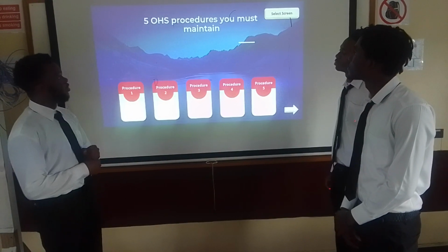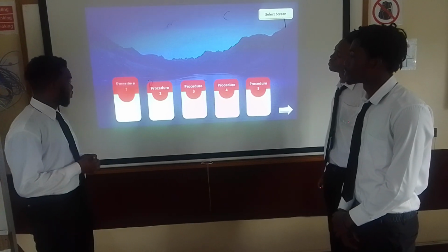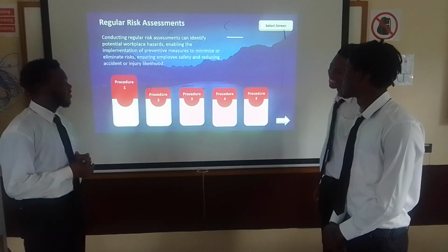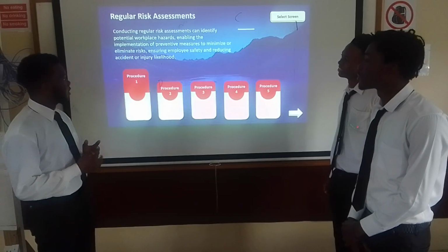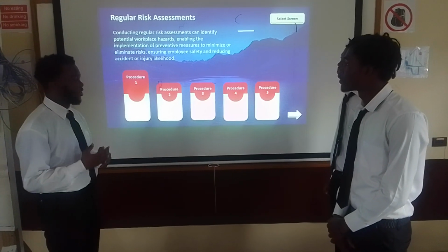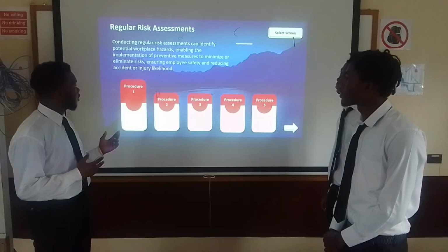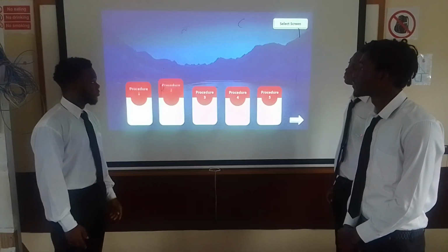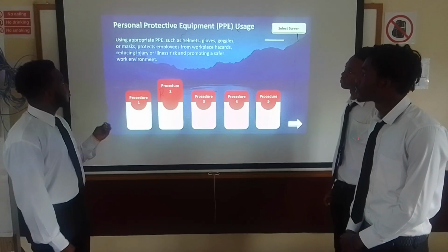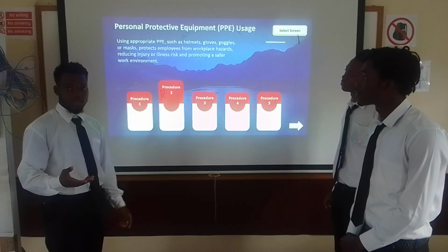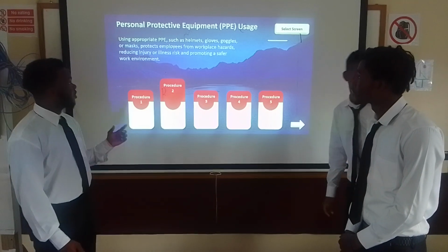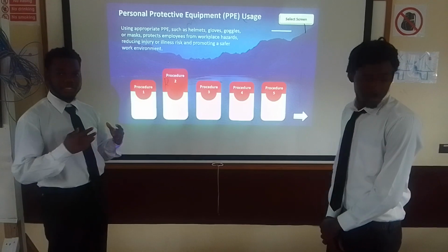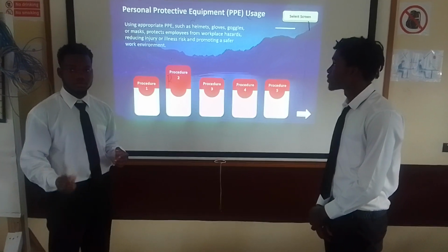We have 5 procedures we must maintain. Procedure 1 is regular risk assessment. This basically means conducting regular risk assessments can identify potential workplace hazards, enabling the implementation of preventive measures to minimize or eliminate risk. Second one is personal protective equipment or PPE. This is basically using helmets, gloves, goggles to protect yourself from workplace hazards.